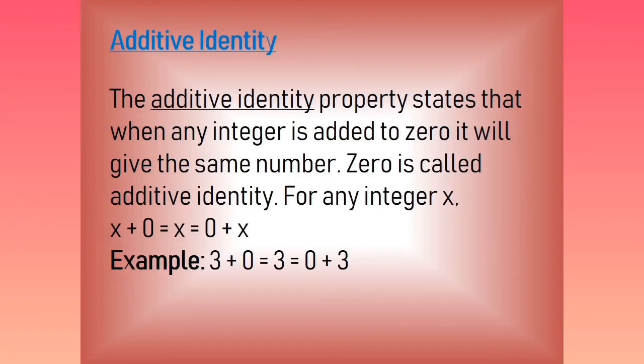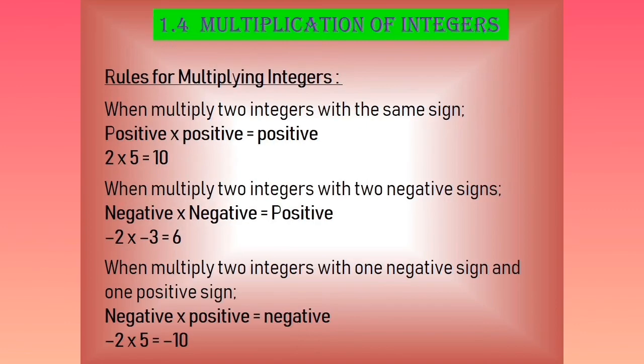Additive identity. The additive identity property states that when any integer is added to 0, it will give the same number. 0 is called the additive identity. For any integer x, x + 0 = x = 0 + x. Example, 3 + 0 = 3, that is equal to 0 + 3.